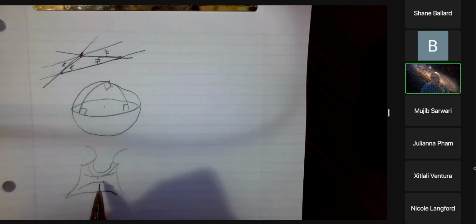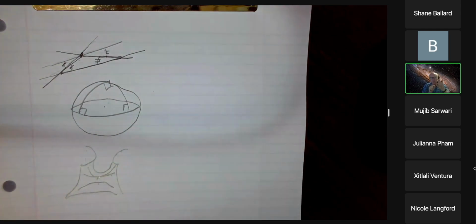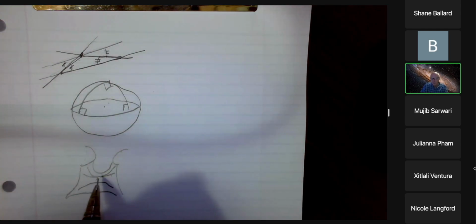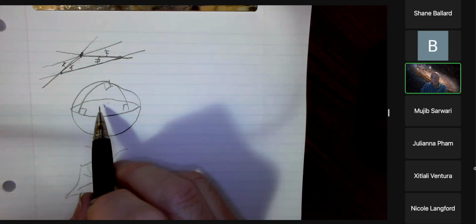You're used to thinking of lines as being straight. That's not the key thing. The lines that would be the shortest distance between two points if you go between each point. In this case here, there are no parallel lines.